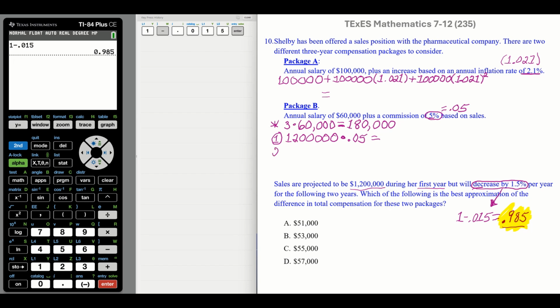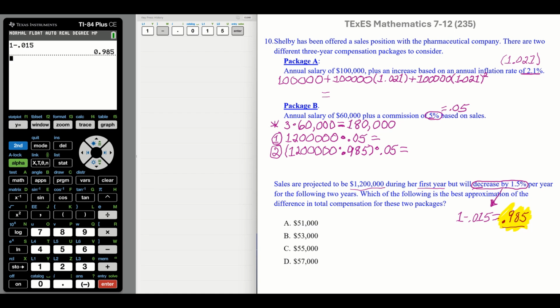So let's go with year 2. We have to decrease the sales first, then multiply times the 5%. Remember, it's decreasing first from the prior year. Okay, so what are we going to do here? We're going to take this value, 1, 2, 3, 4, 5, times the decreasing amount first, 985, then times the 5%.